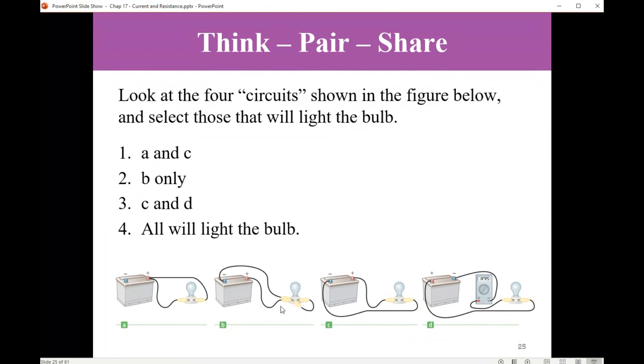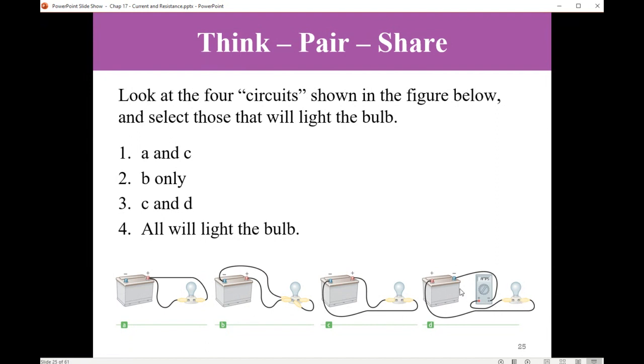If you consider this one, you see the 2 leads of the battery are connected to the same point here, and we don't have a complete circuit. So this also will not function. If you consider this one, you see the positive lead connected to the first lead of the light bulb, and then the second lead is connected to the second lead of the battery. Yes, this is a complete circuit, so light will go on here.